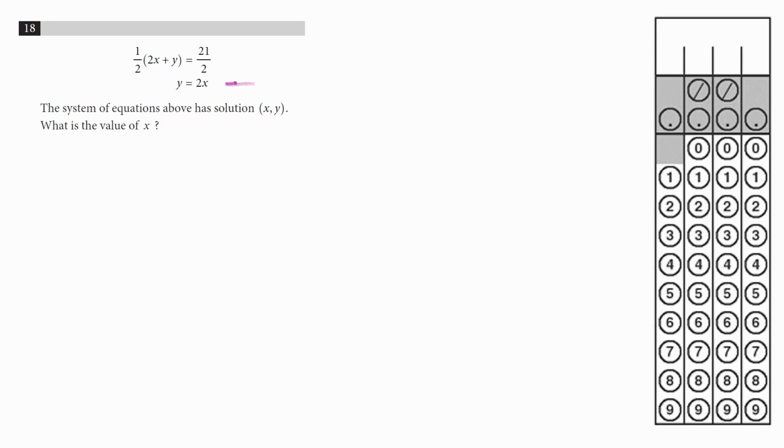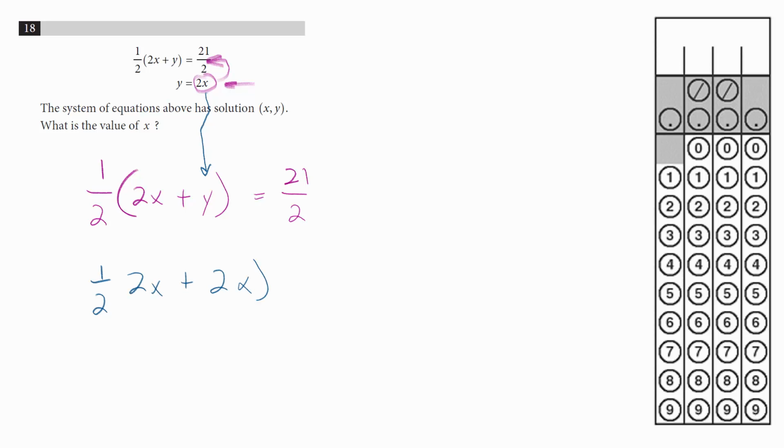Since the second equation already has y isolated, I'm going to use this portion and substitute it into the first one. So I'm going to rewrite it. 1 over 2, 2x plus y equals 21 over 2. So since y equals 2x, I'm going to take that value and plug it right in. So 1/2 2x plus 2x equals 21 over 2.